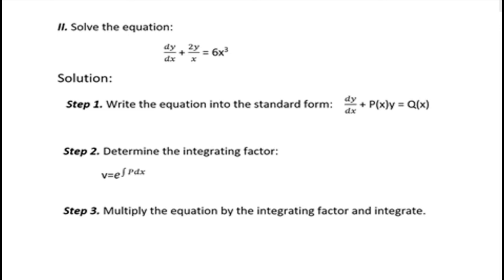Solve the equation dy over dx plus 2y over x is equal to 6x cubed. I will give you 30 seconds to answer this problem. If you need longer time, you may pause this video while answering, after which you can play back this video to check your answer.